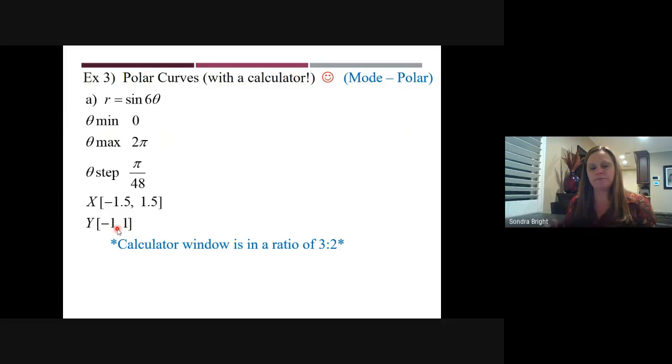Okay, graph. Oh, look at that beautiful petal graph. Hopefully you got the same thing. Isn't that so pretty? And if you look, how many petals do you have? Well, you had a 6 here, right? So you should have expected there to be 12 petals. And sure enough, 12 petals with just a radius of 1.